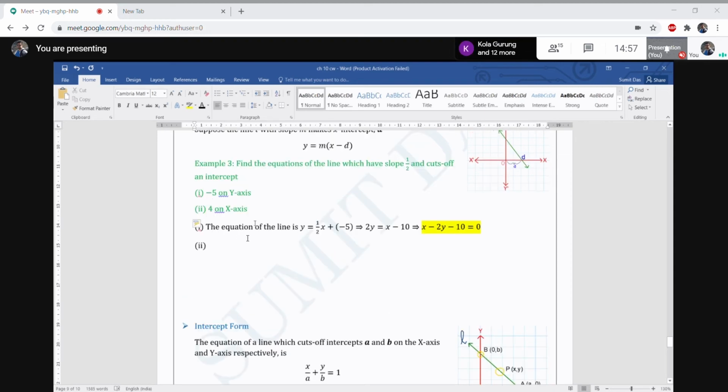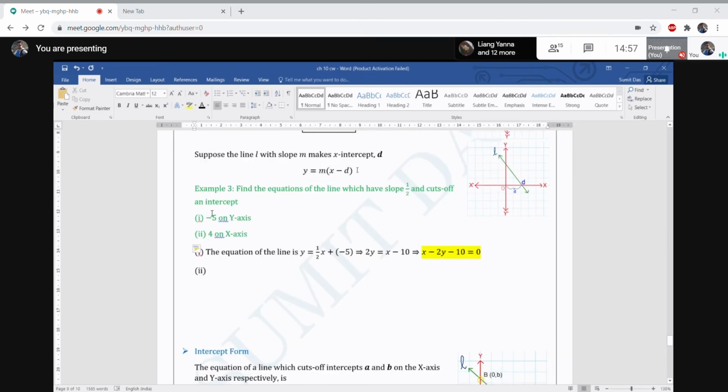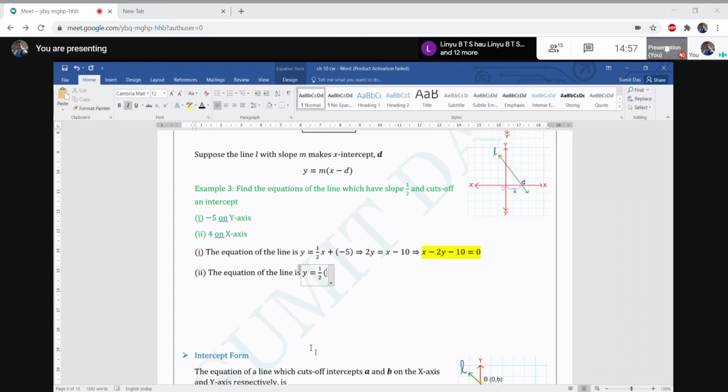Same thing, with 4 on the x-axis. When it is on the x-axis, we obviously use the second formula. So the equation will be y equal to 1 by 2 times (x minus d). What is d? 4. If you simplify this, it will be 2y equal to x minus 4. Then if you simplify more, it will be x minus 2y minus 4 equal to 0. That's our second answer.